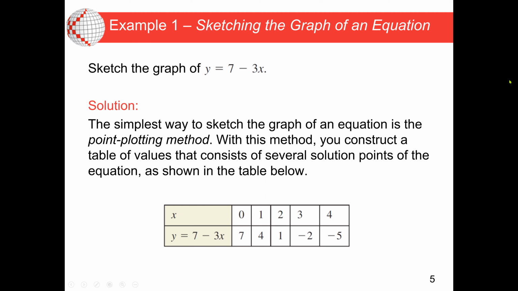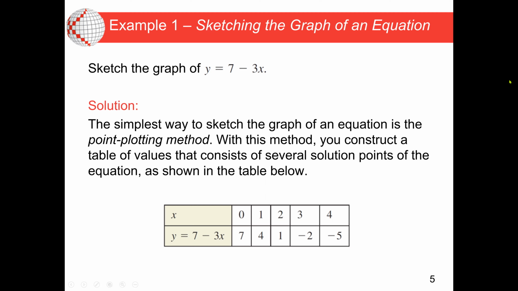When x is 0, y is 7, because 3 times 0 is 0, so 7 is left. When x is 1, 3 times 1 is 3, and -3 from 7 will give me 4. And when x is 2, 3 times 2 is 6, and 6 from 7 is 1. When x is 3, 3 times 3 will be 9. This time it's -9, and -9 plus 7 will give me -2. Then when x is 4, 3 times 4 is 12, and it's -12. So -12 and plus 7 will give me -5. So this is our table now.